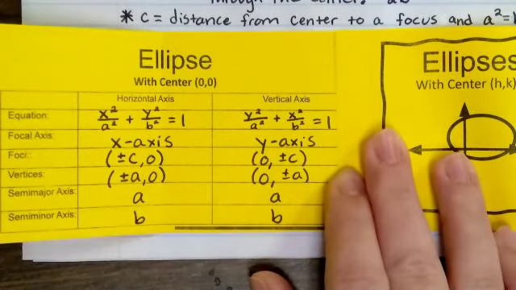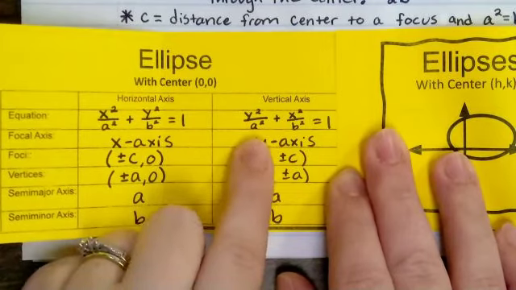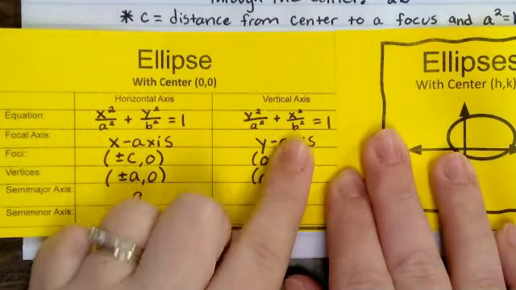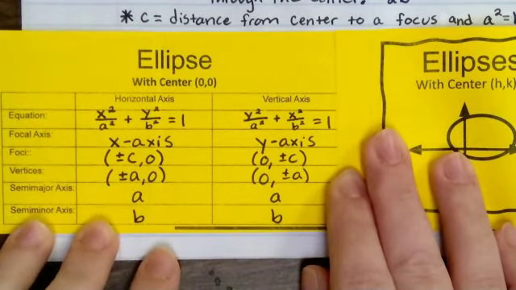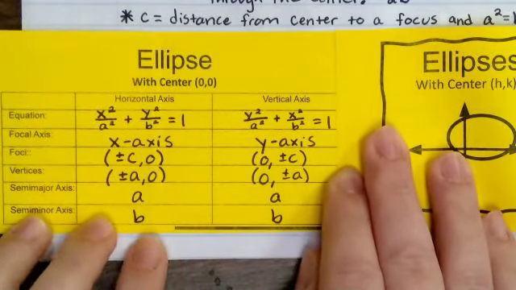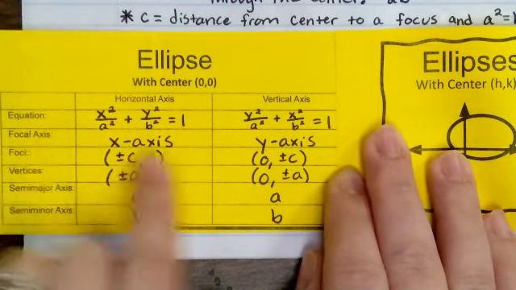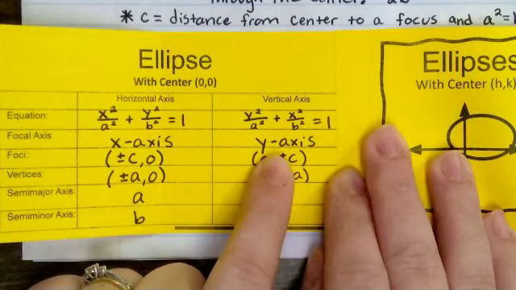So in standard form, we're going to have that larger denominator written first and then the smaller one second. If your center is at 0, 0, then your focal axis on the horizontal is just on the x-axis. On the vertical, it's on the y-axis.